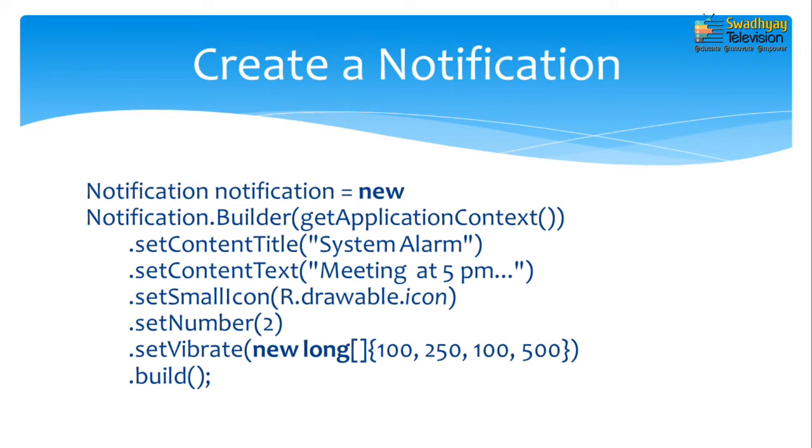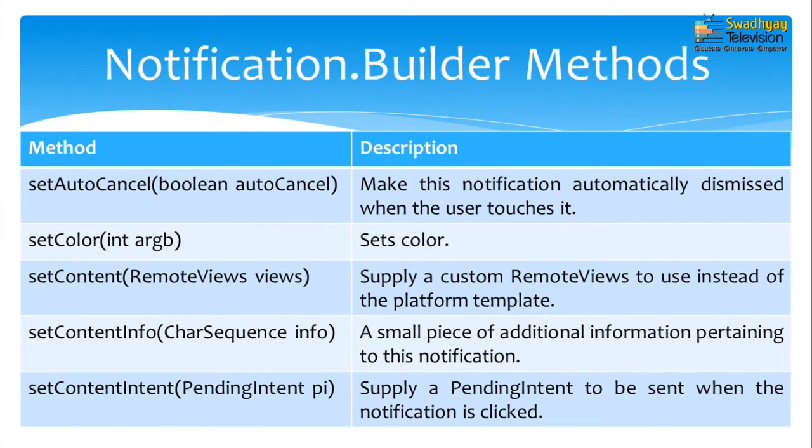And finally, we have to call build to actually create the notification. So, this is one example of how to create a notification. Now, we discuss some of the methods of the notification builder class. So, on screen you can see there are methods and their descriptions are available.